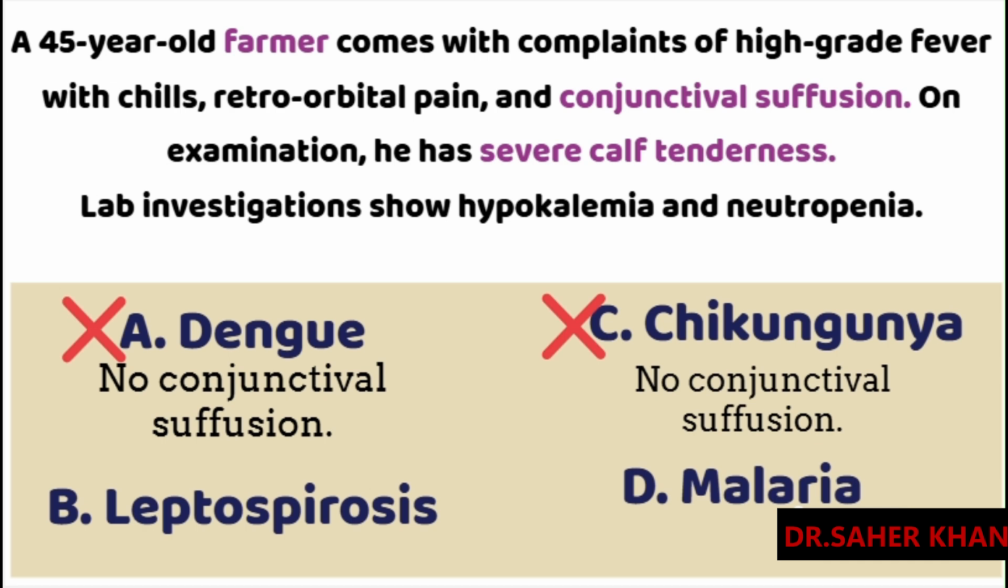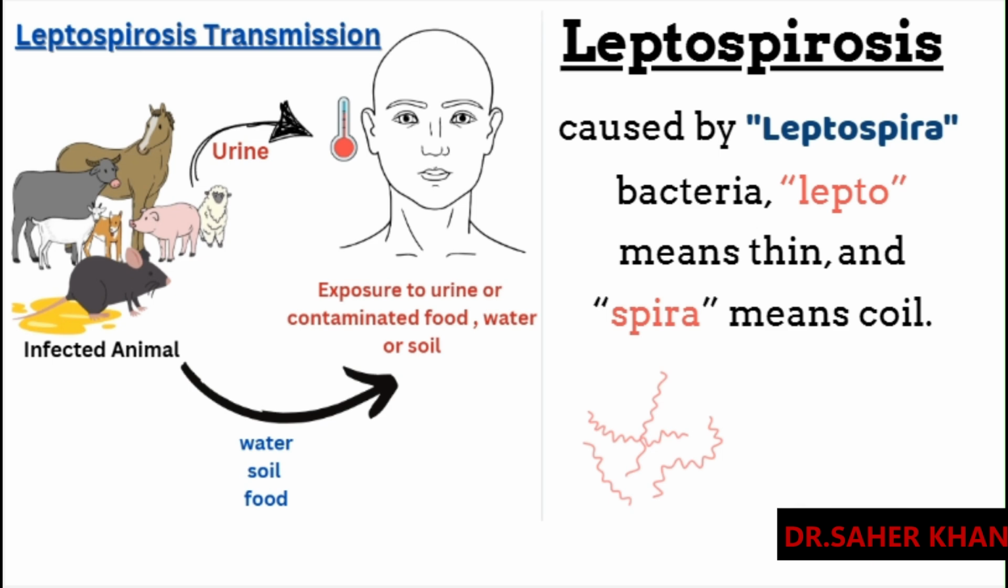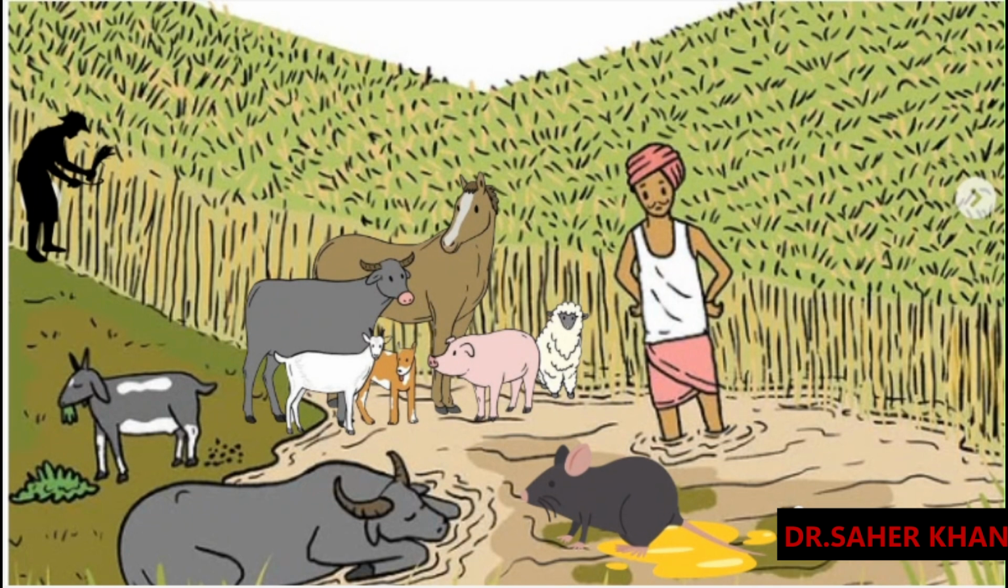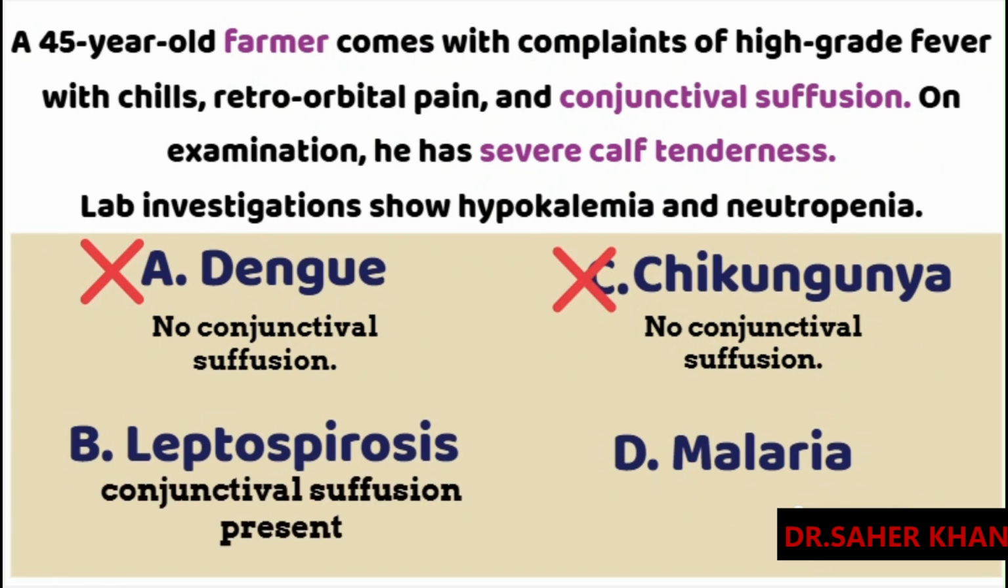Third, leptospirosis. Leptospirosis is caused by the bacteria Leptospira, and it is transmitted to humans through contaminated water and animal urine, especially from rodents. And farmers are at higher risk of exposure to Leptospira due to their work environment. Conjunctival suffusion and calf tenderness are the hallmark symptoms of leptospirosis. And hypokalemia and neutropenia are also common findings in severe cases. Since all these findings match our case, leptospirosis is the most probable diagnosis.